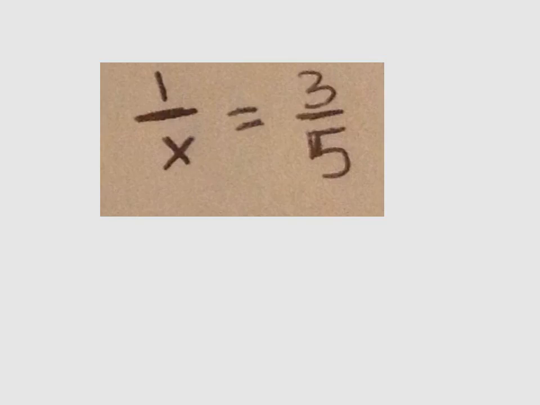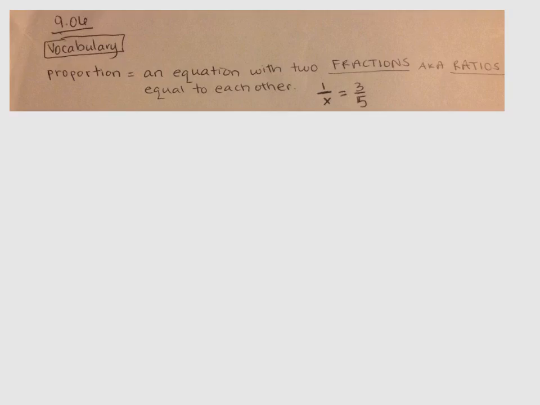This section is about proportions. Proportions are just two fractions equal to each other. So here's an example of a proportion: 1 over x equal to 3 over 5. It's a proportion because you have a fraction, 1 over x, equal to another fraction, 3/5. Anytime you have a fraction equal to a fraction, that's called a proportion.